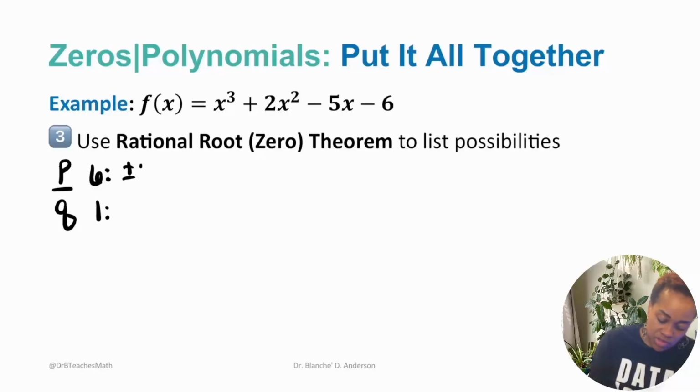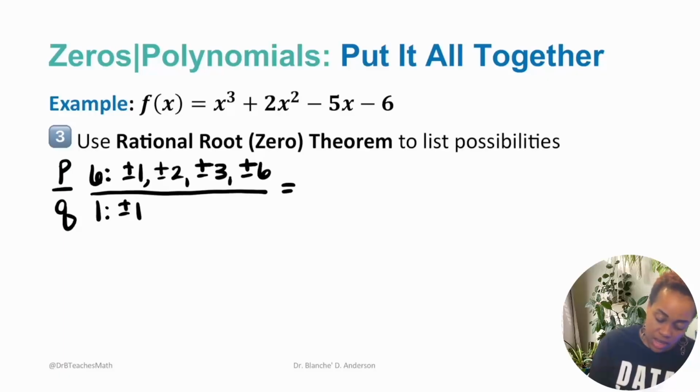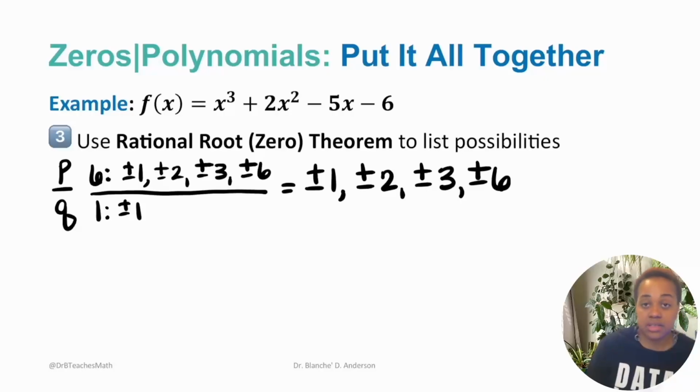So we know this is plus or minus 1, plus or minus 2, plus or minus 3, and plus or minus 6. And then this is plus or minus 1. When we divide those, we take everything up here and divide it by everything on the bottom. So that gives us plus or minus 1, plus or minus 2, plus or minus 3, and plus or minus 6. Those are the list of all of our possibilities.